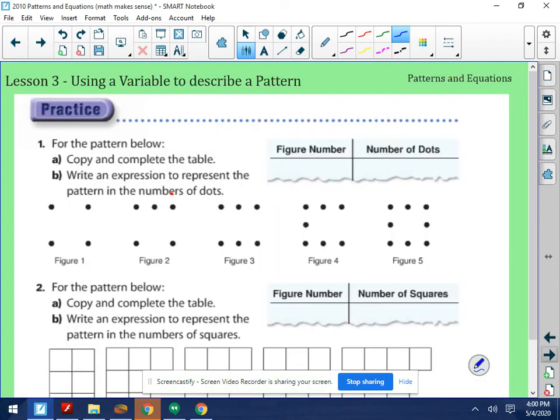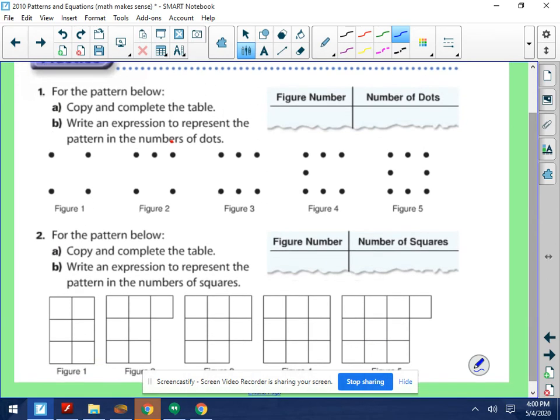Okay, so now you've got some practice questions. The practice questions start off showing you a picture, and you take the information from the picture and create a t-table. And then look for the relationship, write the expression. You do that for questions 1 and 2.